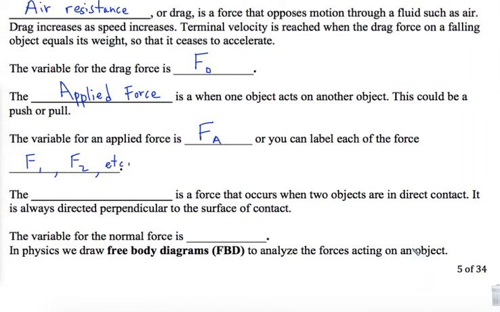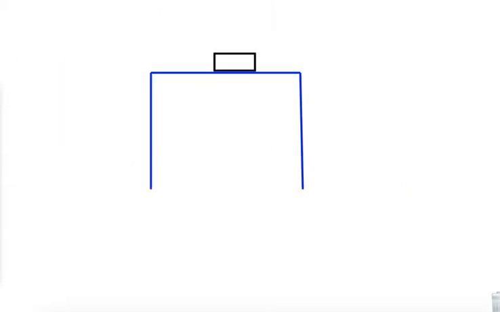Okay, the normal force is a force that occurs when two objects are in direct contact. It's always directed perpendicular to the surface of contact. Perpendicular means at a right angle. So if I've got a table here and some box on it, the table is pushing up on the box with the normal force. And like we said, it's always perpendicular to the surface. So here's the surface. It makes a right angle right there, 90 degrees. That's the normal force.